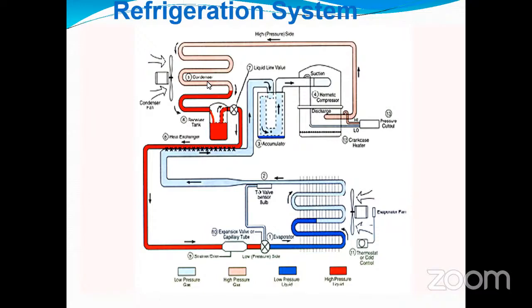So the diagram shows the window AC unit. That's why we have the condenser fan and evaporator fan. So this is the evaporator fan, where you will get the cooling effect. Is it okay? This is the basic refrigeration system.